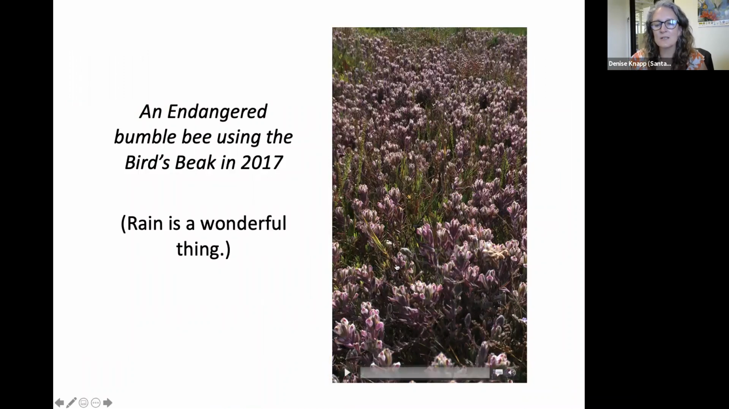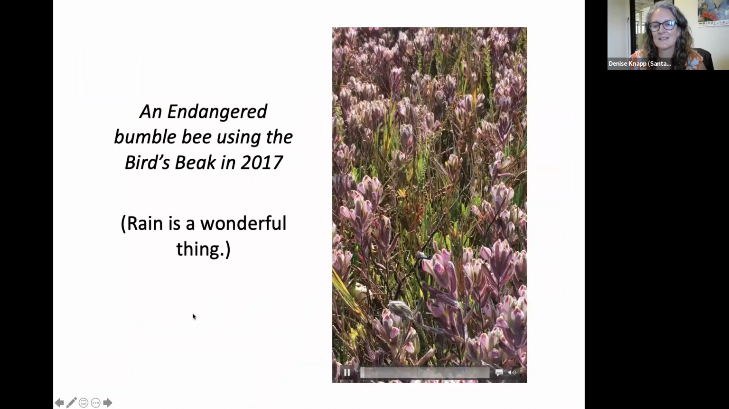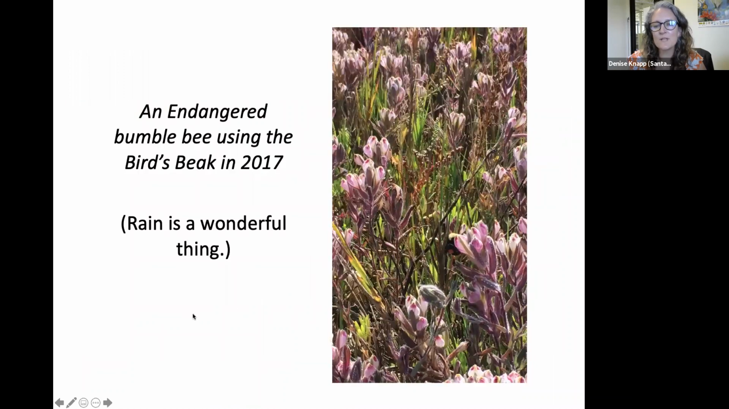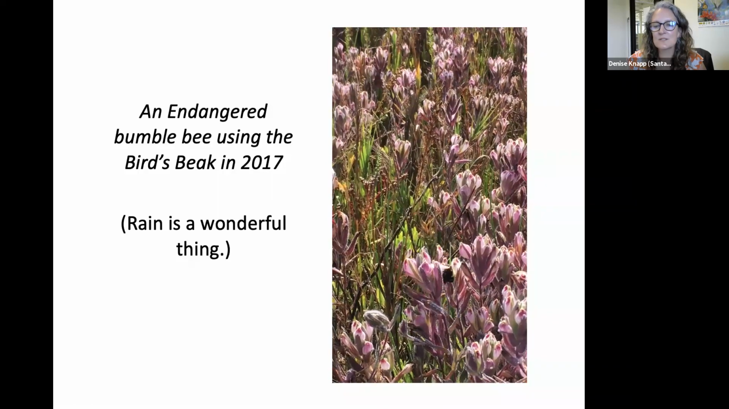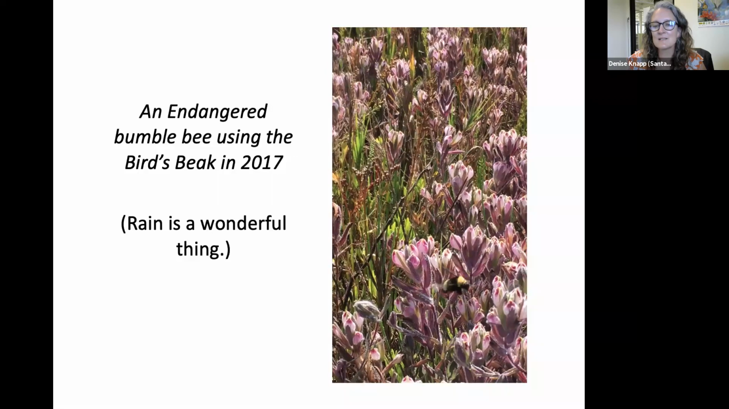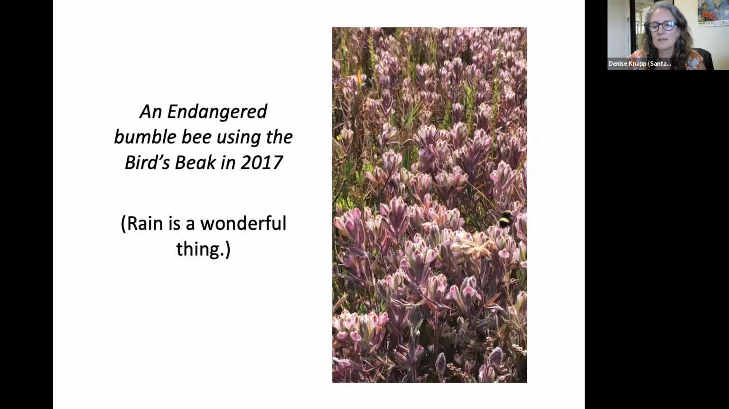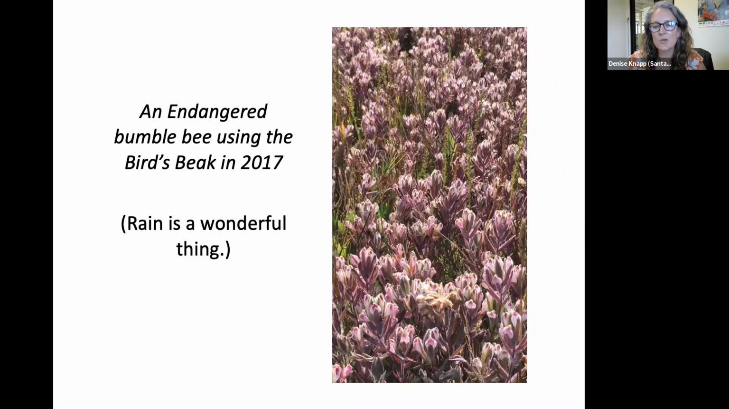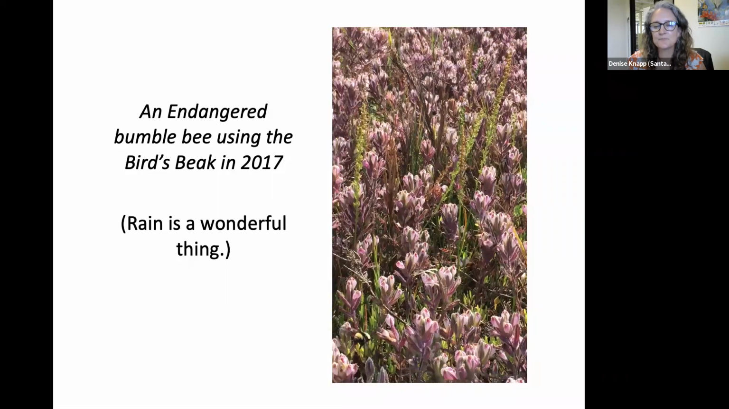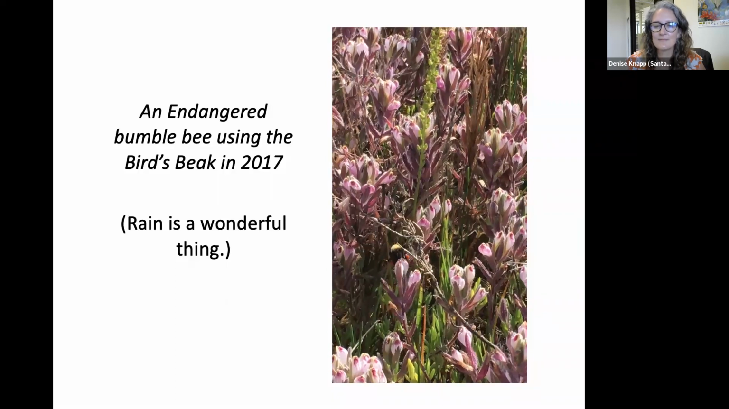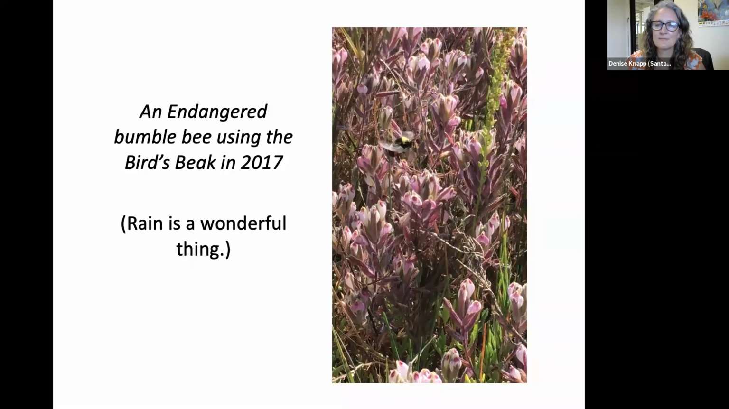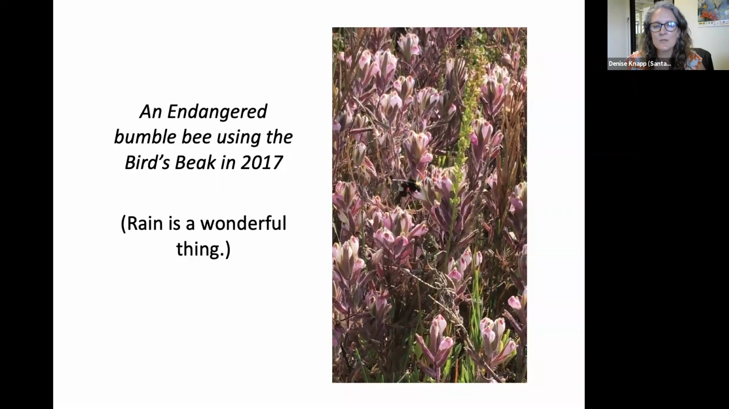This was a better year for the bird's beak. You can see what a pretty flower it is, and what a nice thing it is to watch these bumblebees just shoving their way in there and pollinating these flowers. So it's cool, a rare species supporting another rare species. There's your moment of Zen.